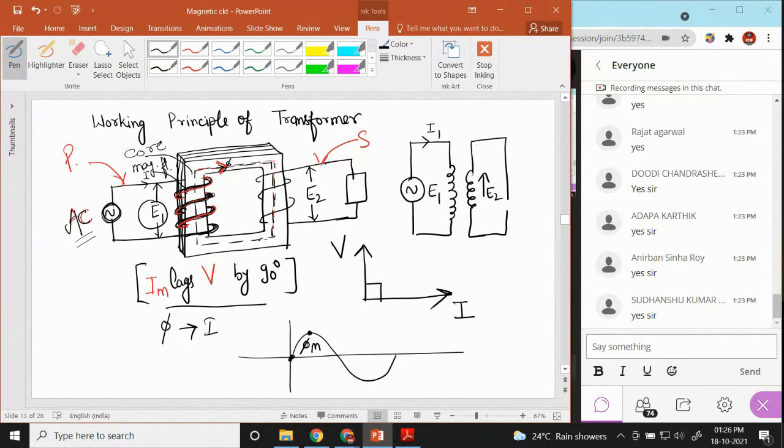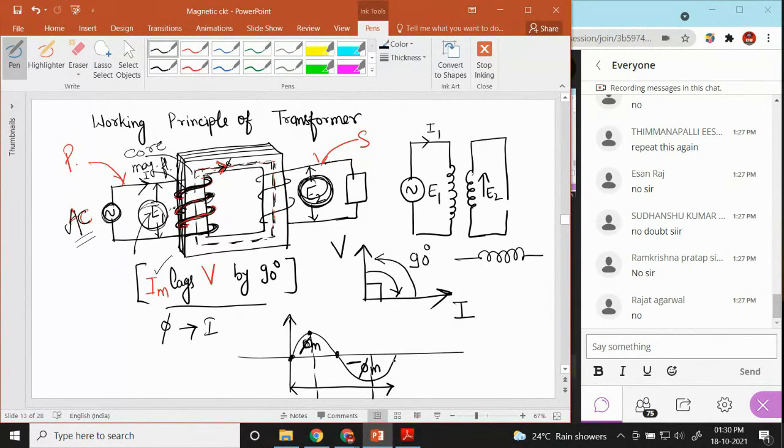But due to self inductance, this E1 EMF, the self induced EMF, will be generated here. This self induced EMF should be equal to the flux generated by the primary side. When this flux and self-induced EMF match with each other, the flux is going to flow from the primary side to the secondary side, and the induced EMF across the secondary side will be generated.